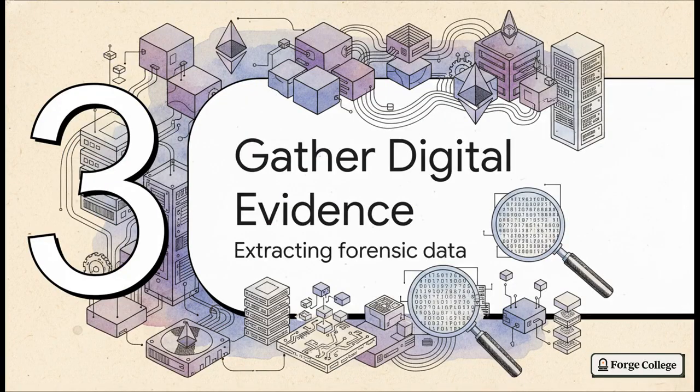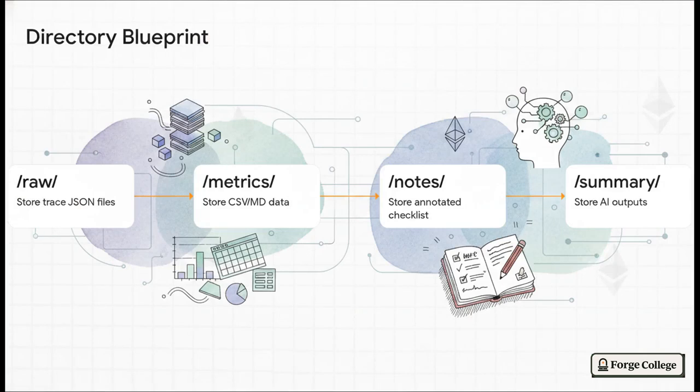Next up is section 3, gathering digital evidence. You need to set up this exact directory blueprint to ensure our capstone evidence bundle is perfectly organized. We definitely don't want a messy lab bench here. Step 1 is creating your raw folder for the heavy JSON trace files. Step 2 is setting up the metrics folder for the easily readable CSV or markdown data. Step 3 gives you a notes folder specifically for your annotated checklist, and Step 4 is the summary folder for the outputs from your AI assistant. If you stick to this strict sequential blueprint, navigating your data will be an absolute breeze later on when it comes time for the final audit.